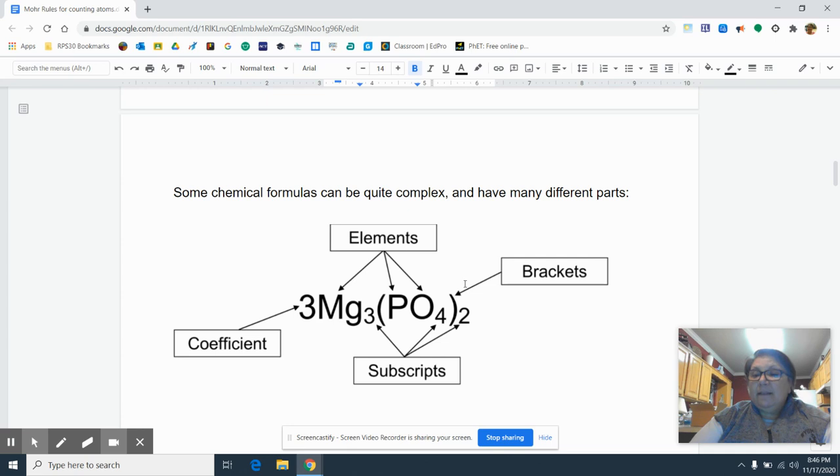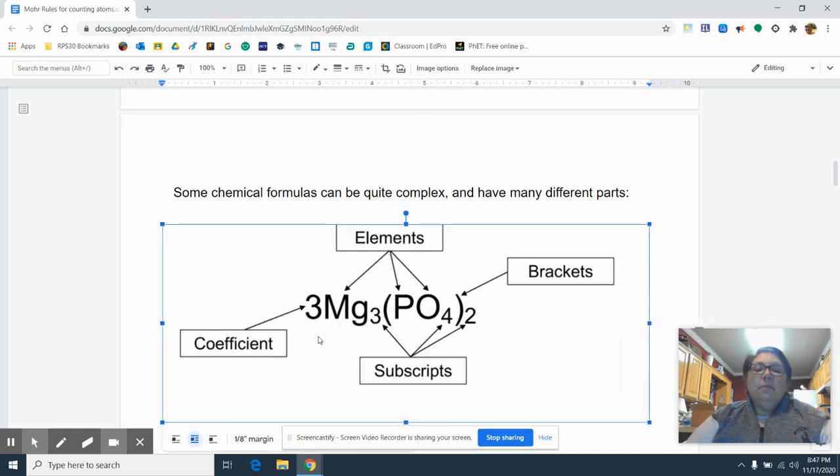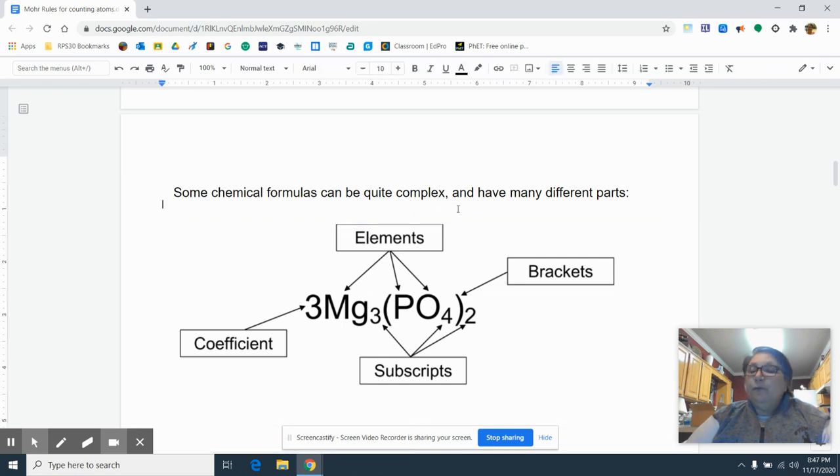Now, if you guys remember in math, brackets for order of operations, that means that you're going to do all of those things together. So the PO4 subscript 2 are all together. This is a coefficient. If the coefficient is in front like this, that means that you're going to multiply everything in that formula by that coefficient.